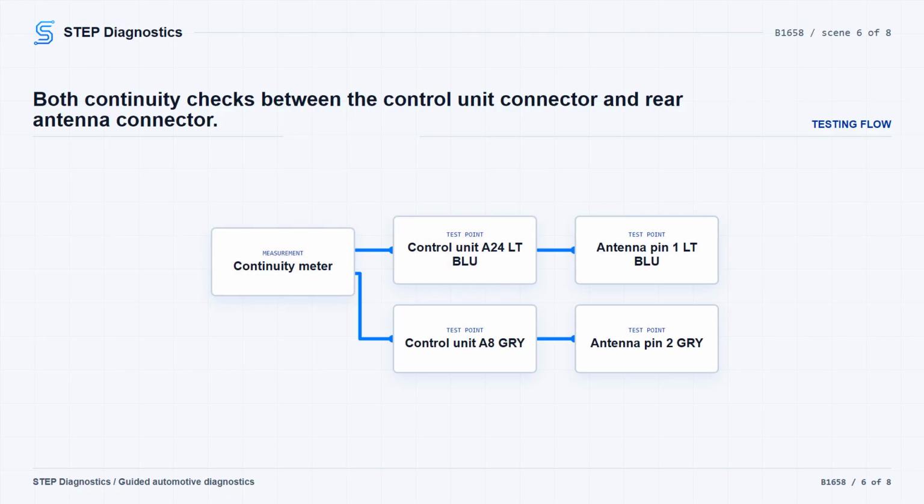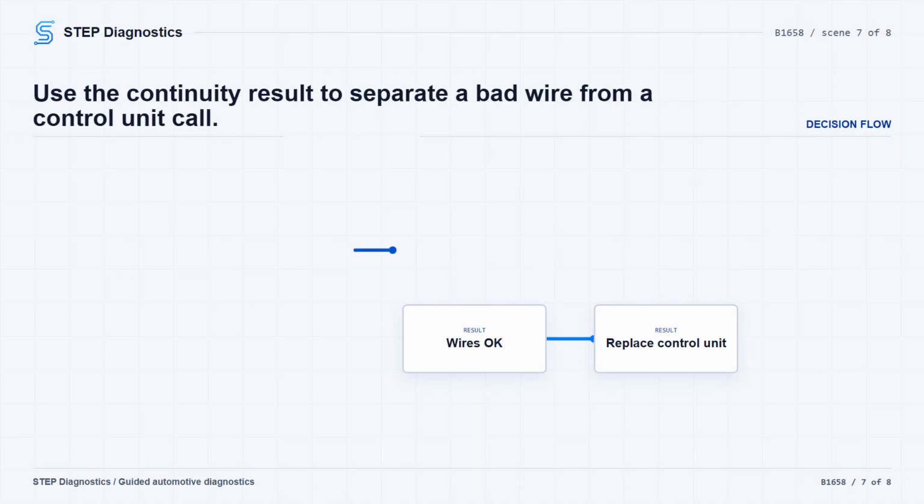For XTR+, check between keyless access control unit connector A32P No. 24, the LT-BLU wire, and rear bumper LF antenna 2P connector No. 1, the LT-BLU wire. For XTR, check between keyless access control unit connector A32P No. 8, the GRY wire, and rear bumper LF antenna 2P connector No.